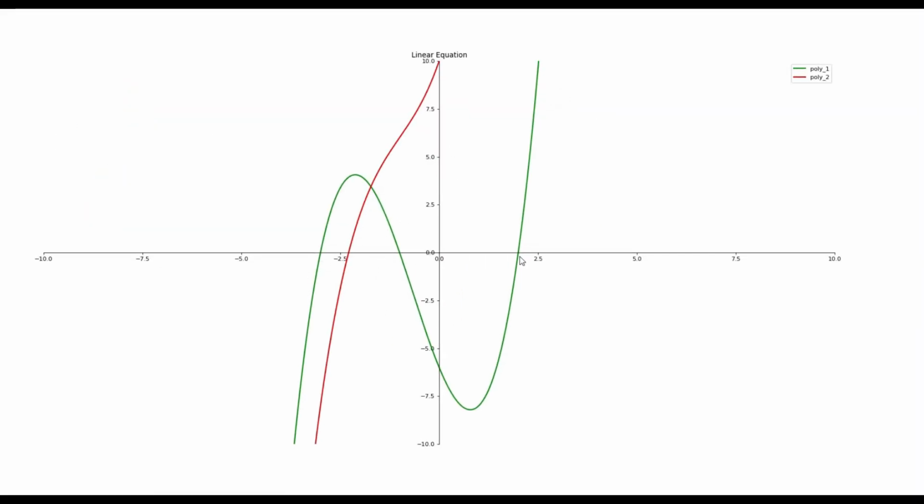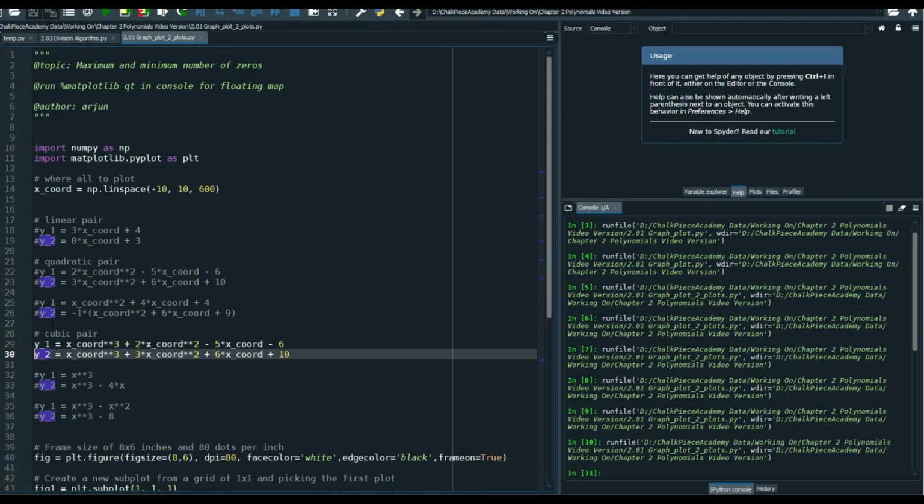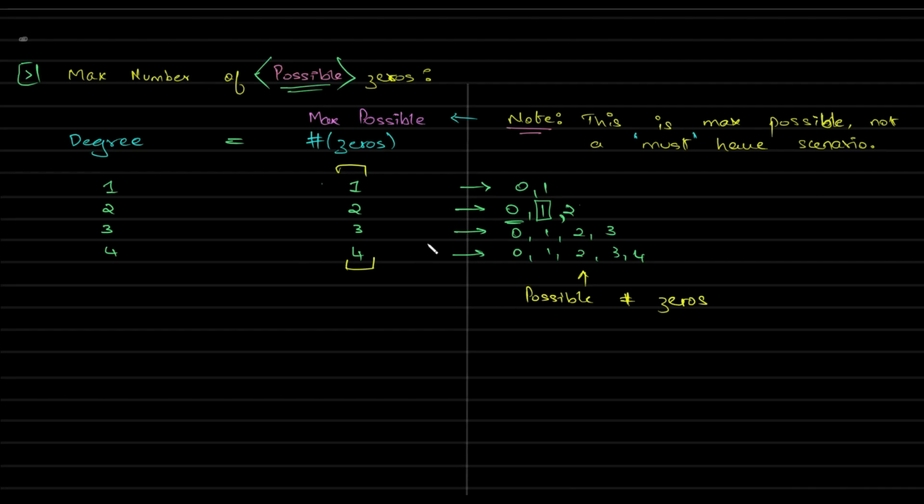You have 1, 2, 3 zeros for the green polynomial, while the red polynomial is producing a graph which is crossing the x-axis at only one place. But yes, both are cubic polynomials, x cube. Both are cubic, but they give a different number of zeros. So in one case it gave us 3, and in another case it's giving just 1.